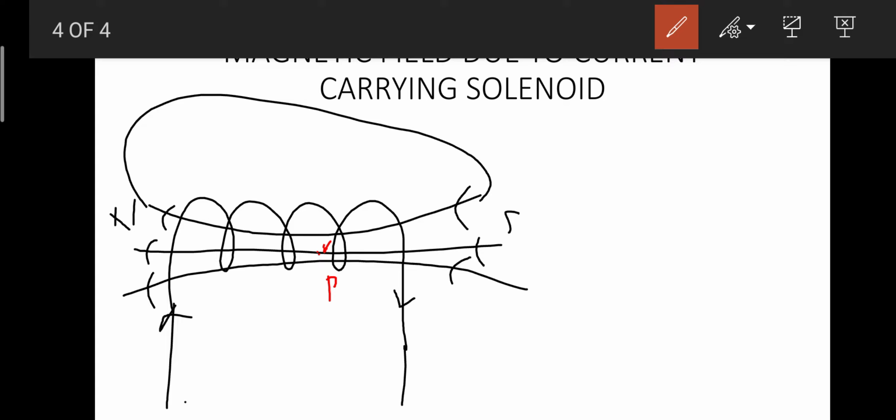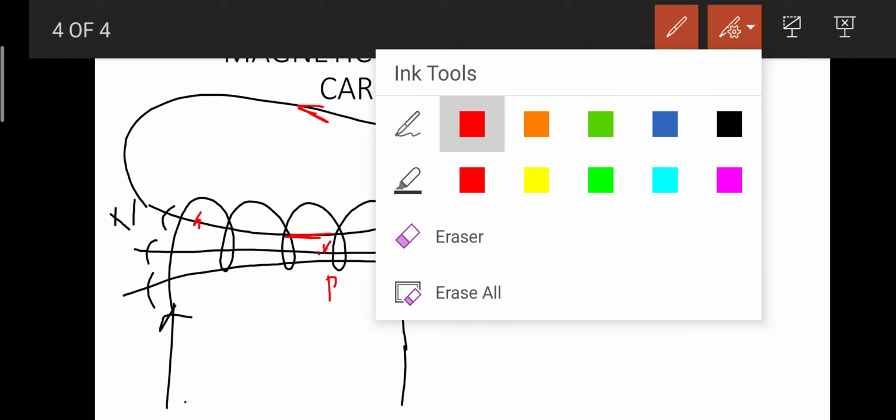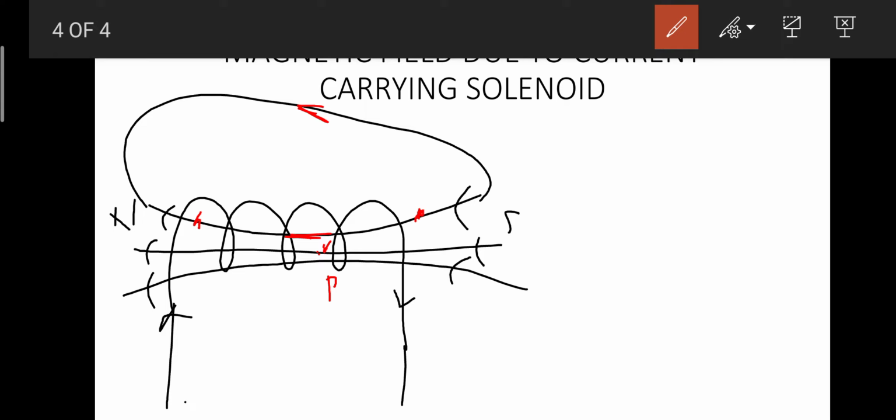B is going to be different at this particular point, and it is definitely different at this particular point, and at the center it is again different, outside again it is different. So for all these configurations, we are going to change the geometry of our Amperian loop. We would draw this Amperian loop in the form of a square, or a rectangular form.